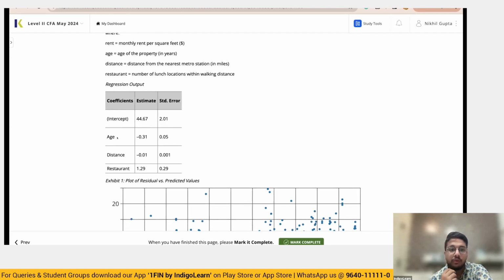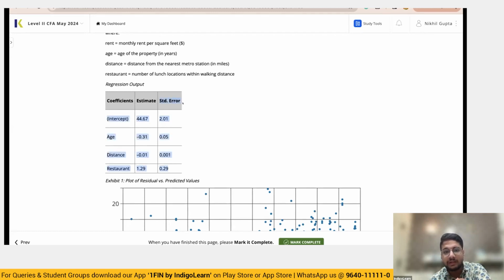Okay. So the coefficient of age is -0.31, the coefficient of distance is -0.01, and the coefficient for restaurant is 1.29. We are okay with that. A regression coefficient can take any value. Let's try to move beyond this.